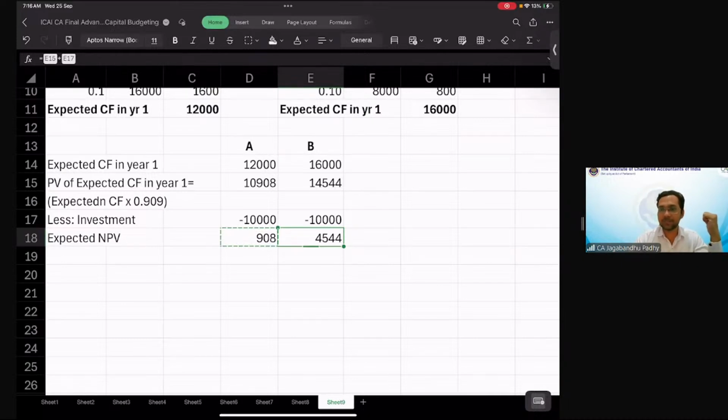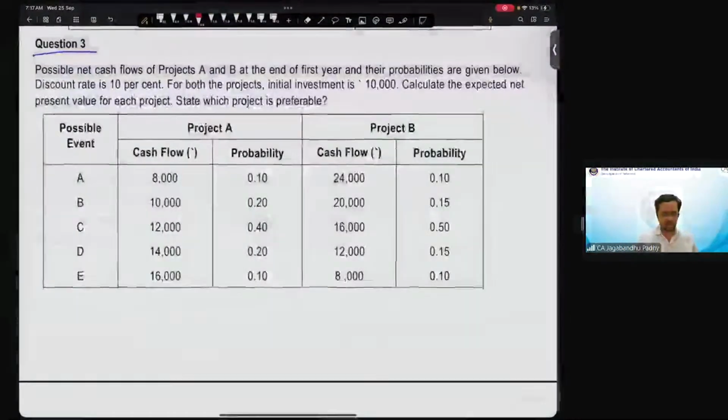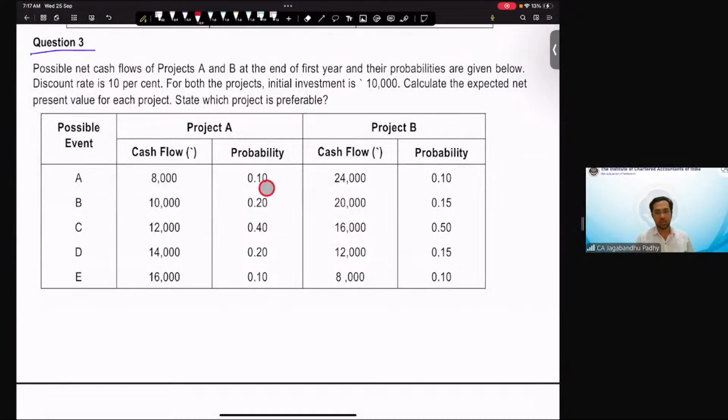Are we all good, guys? Yes. Perfect. So we are done with this question number 3, which was looking for calculation of expected NPV by simply taking the expected cash flow in year one and then discounting it to the current level.